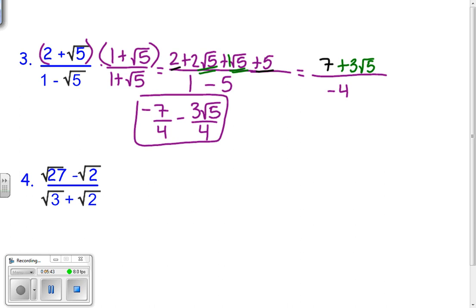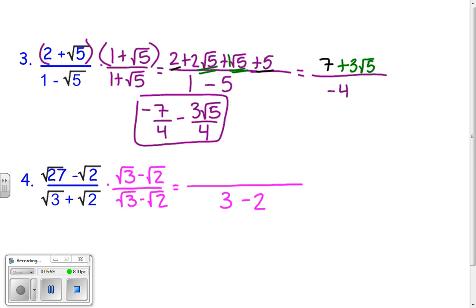Number 4, we're going to multiply top and bottom by the conjugate of the bottom, which is root 3 minus root 2. Because the bottoms are conjugates, you can use the shortcut. Root 3 times root 3 is 3. And root 2 times a negative root 2 is a negative 2. Which is good because, again, here the denominator is 1 and you can ignore it.